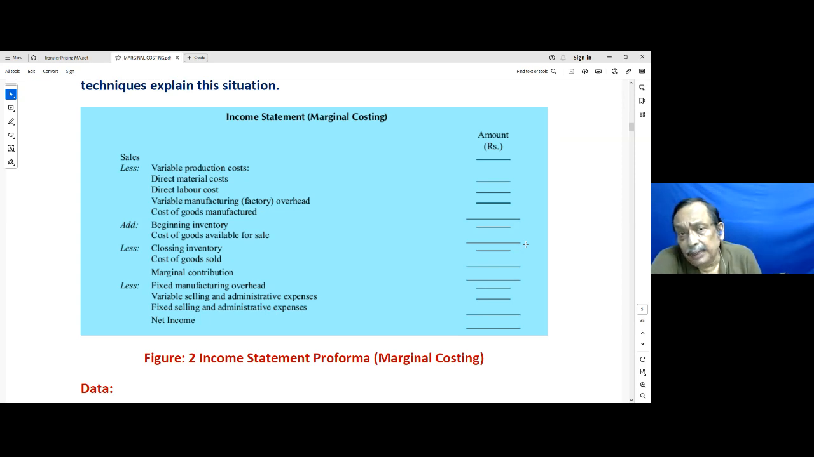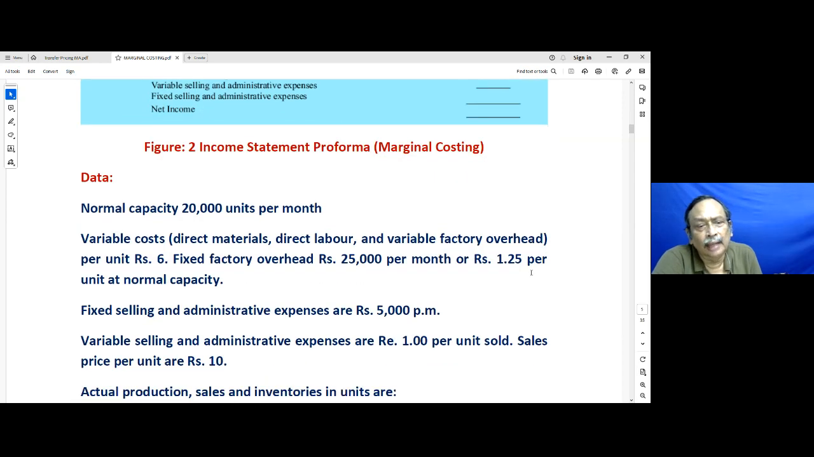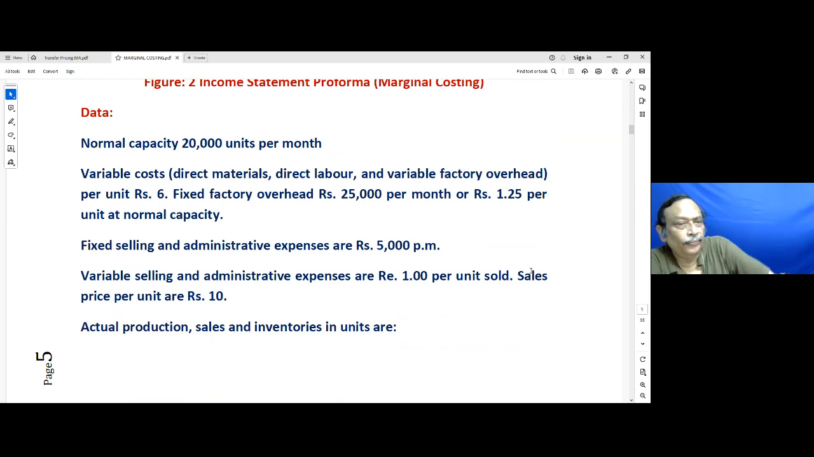So the compilation of net income under marginal costing and absorption costing, as I have explained, is different. Now, I'm just taking a small data set to make you understand. Normal capacity is 20,000 units per annum. Variable cost, direct material, direct labor and variable factory overhead, is ₹6 per unit. Fixed factory overhead is ₹25,000 per month or ₹1.25 per unit at normal capacity. Fixed selling and administrative expenses are ₹5,000 per month. Variable selling and administrative expenses are ₹1 per unit sold. Sale price per unit is ₹10.